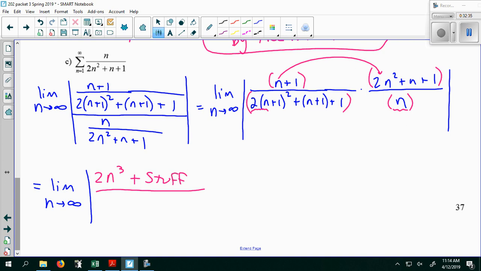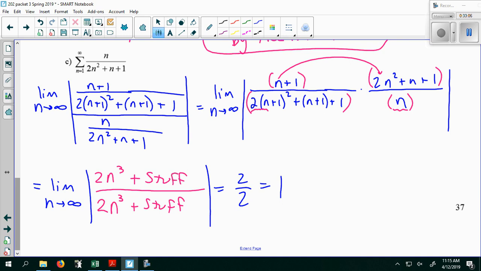And when I multiply by this n, I'm going to get a 2n cubed. So I don't even care what the rest of the stuff is. There's some lower order stuff, smaller powers of n. But I don't need to know what those are in order to take the limit, because the limit only depends on the leading terms. So my degrees are the same. They're both cubics. So I take the ratio of leading coefficients. I get 2 over 2, which is 1.